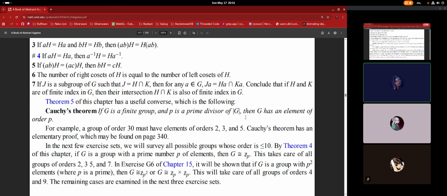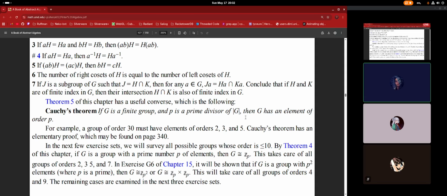Cauchy's theorem has an elementary proof, which you can find way later. In the next few exercise sets, we will observe all possible groups whose order is less than or equal to 10. By Theorem 4 of this chapter, if G is a group with a prime number P of elements, then it is isomorphic to Z modulo P. This takes care of all groups of orders 2, 3, 5, and 7.